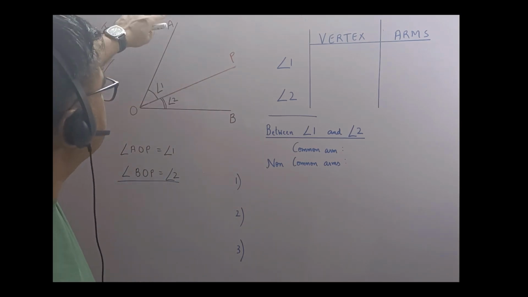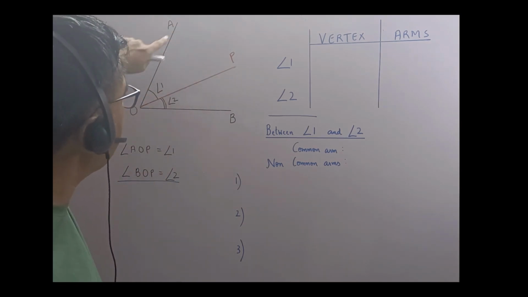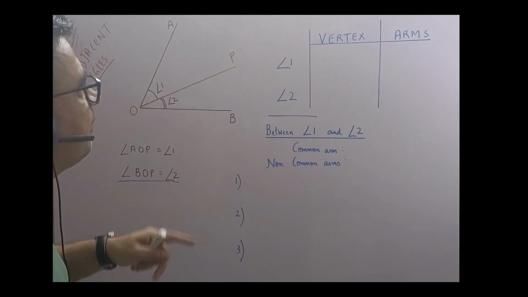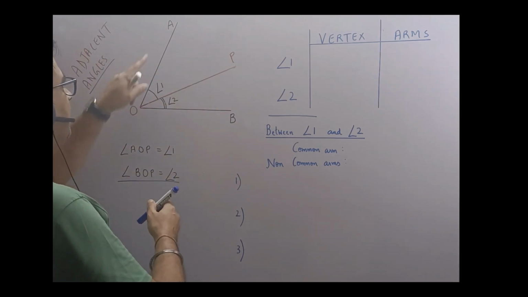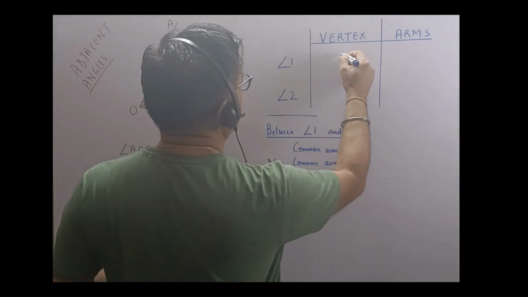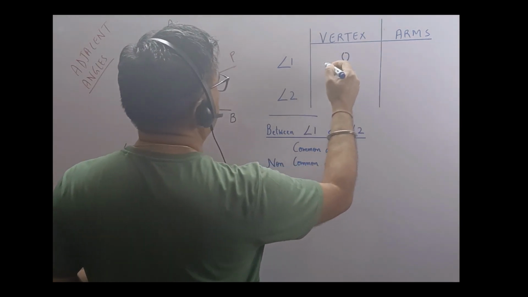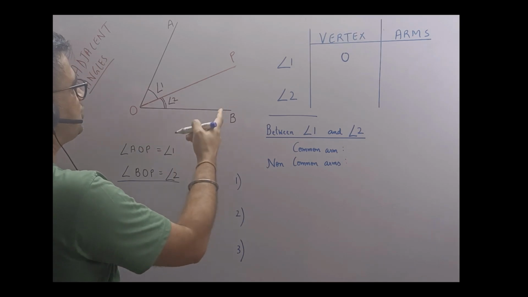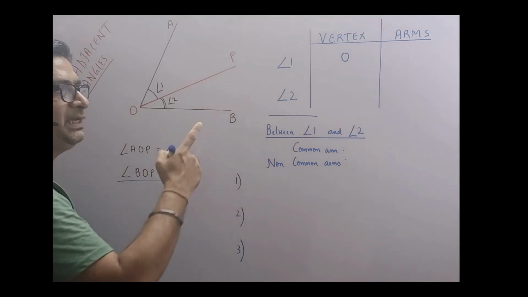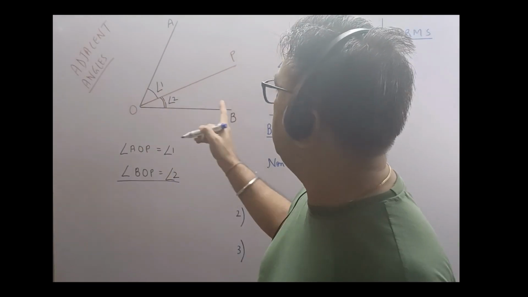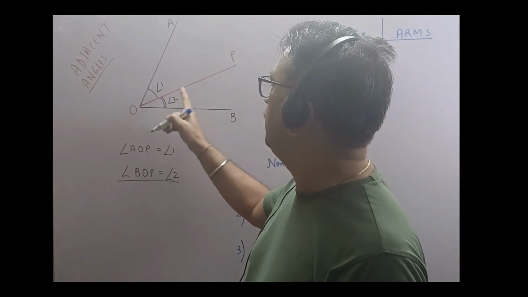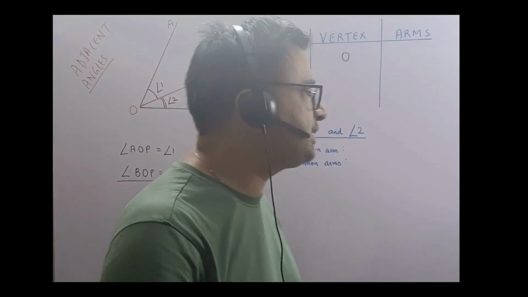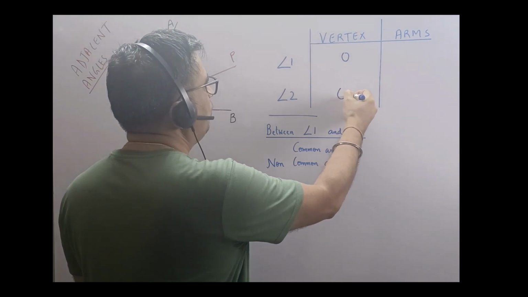For angle 1, which is angle AOP, let me know what the vertex is. Well, you are right. For angle 1, the vertex is O. And let us also have a quick look at the vertex when it comes to angle 2. So angle BOP is angle 2. And once again, the vertex is O. So once again, we have O as the vertex.